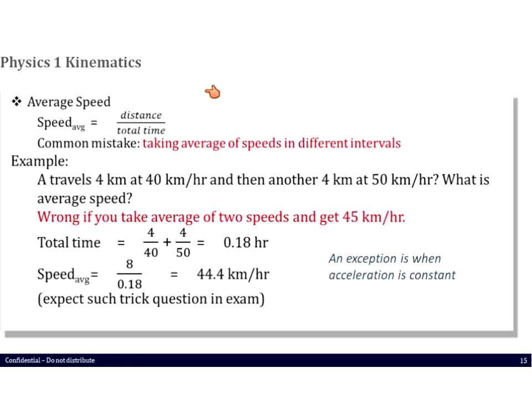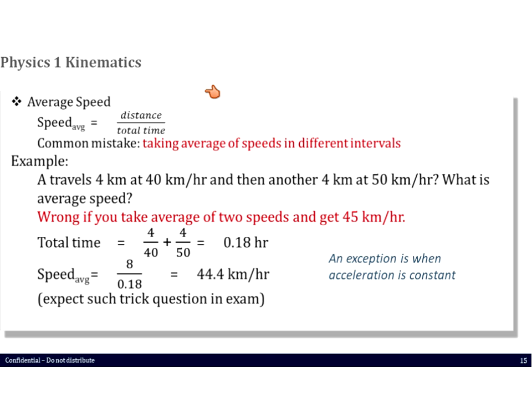Now, another concept is average speed. In everyday life, we use the word average. We just sum the values and divide by the number, and we get the average. Don't do that with average speed, okay? That is very important. For example, A travels 4 kilometers at 40 kilometers per hour, and then another 4 kilometers at 50 kilometers per hour. What is the average speed?